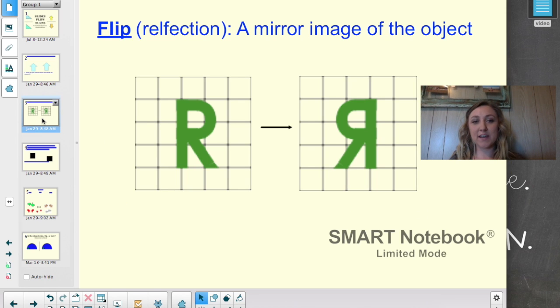So our next one is flip. So what was the other word that we used for flip? It's right up there. Reflection. It's a mirror image of the object. So we don't know if the R slid, we don't know how far away it is, but we know that it did flip, but we also want to know, did it rotate? I want you to write on your whiteboards, do you think the R rotated or is it just a flip? Alright, and the answer is no, it did not rotate.